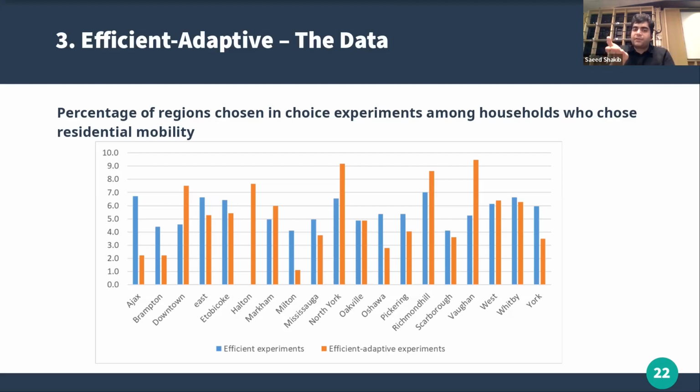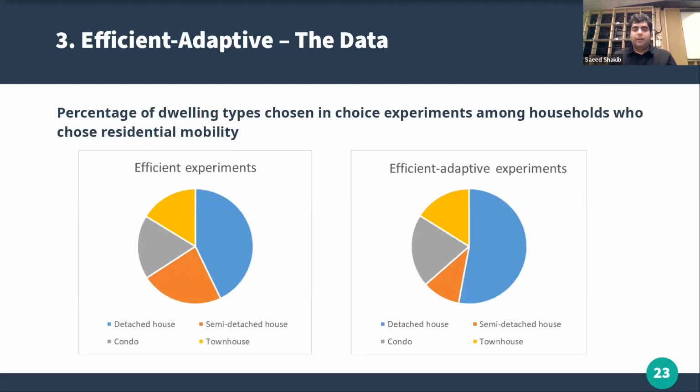But in adaptive surveys, when respondents take control of their own choices, you see that it's way more flexible. If people are into North York, we're offering them more North York. We're not restricting it by assuming that everything has to be balanced. If people are not interested in Milton, we stop talking about Milton. And the same goes for dwelling type. If you look at the left side, it's kind of equal. On the right side, you see that people are really into detached houses.